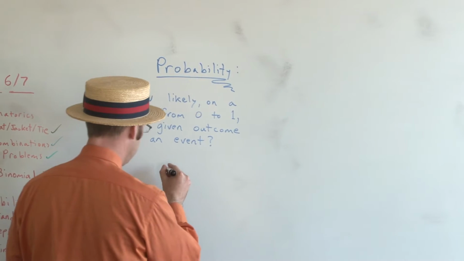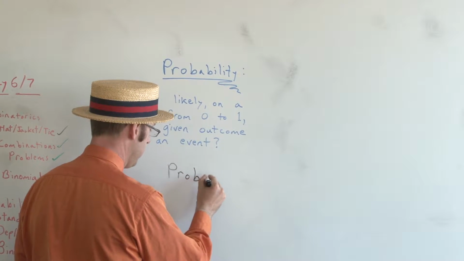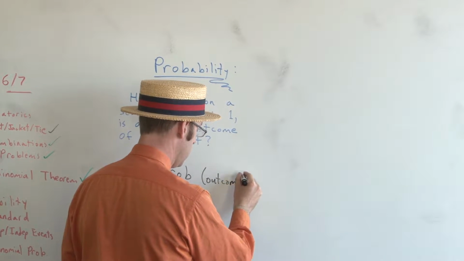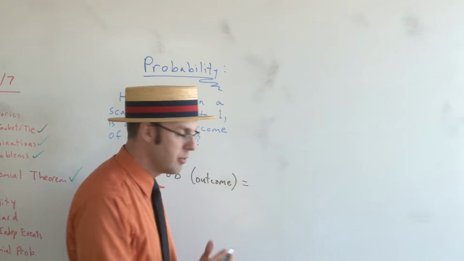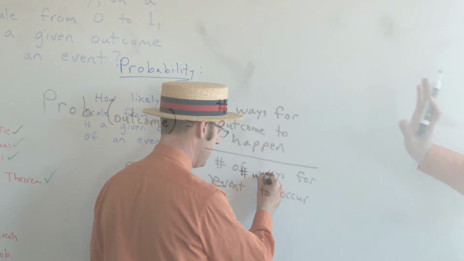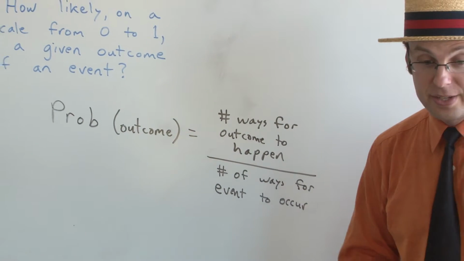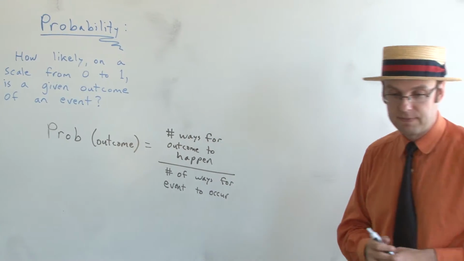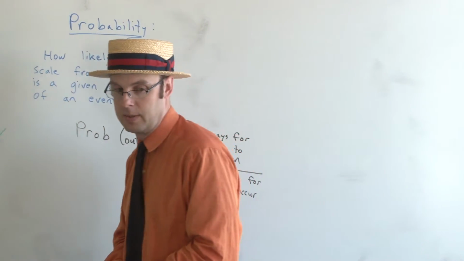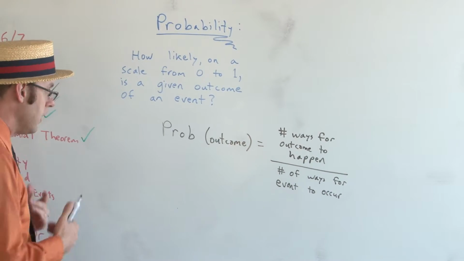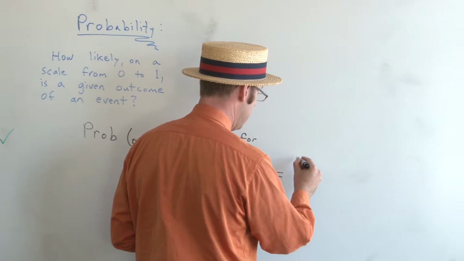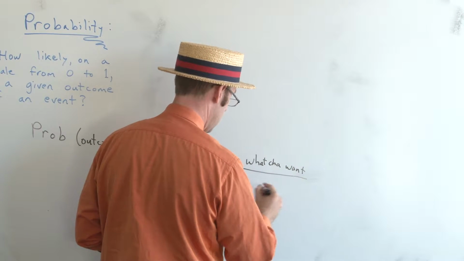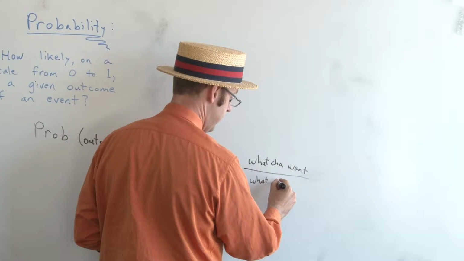So standard probability, or normal everyday probability, is that the probability of a particular outcome, as you know, is the number of ways for that outcome to happen over the total number of ways for the event to occur. So another way to think about it is what you want over what might happen.